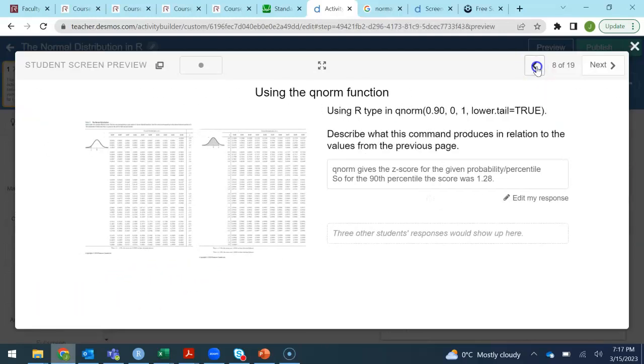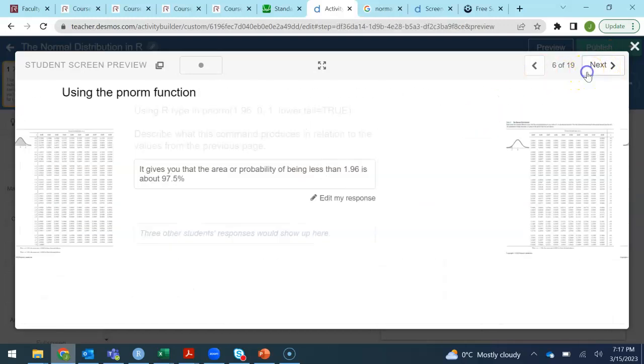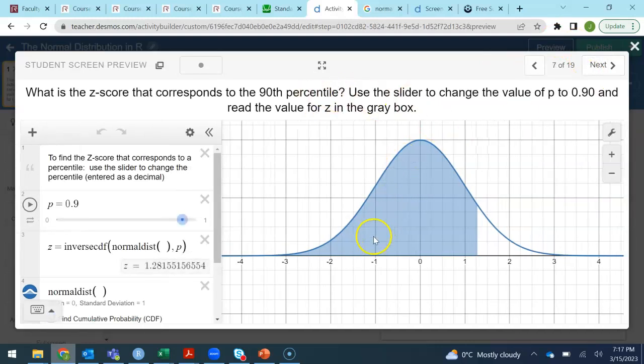To quickly summarize, you use pnorm for the type of questions where you have a z-score and you want to find the probability of either being less than or greater than that z-score. On the other hand, if you have a probability and you want to find the z-score, that's when you use qnorm. So if you have the area under the curve and you want to figure out what the z-score is that corresponds to that, we called these working backwards questions in the last lesson. That is when you use qnorm. So pnorm is used when you want to find a percent. qnorm is used when you have a percent and you want to find a z-score.